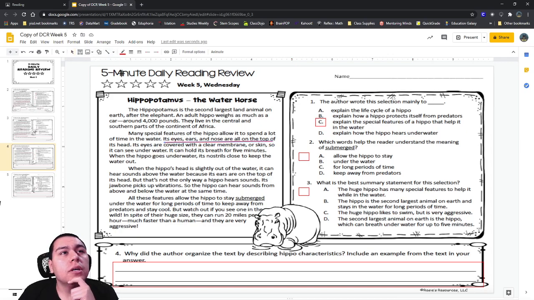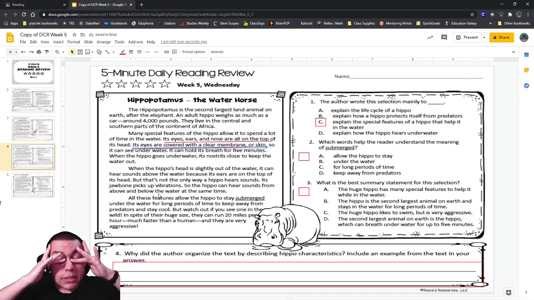Very good. They tell us here its eyes are covered with a clear membrane or skin. So when they're underwater, that skin that's clear protects their eyes, but because it's clear, they can see through it. They can see underwater.